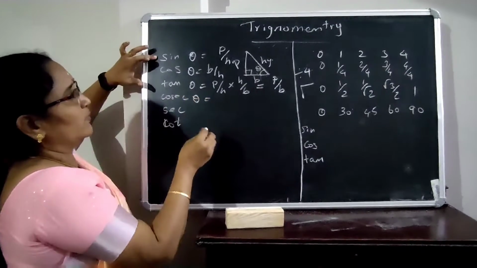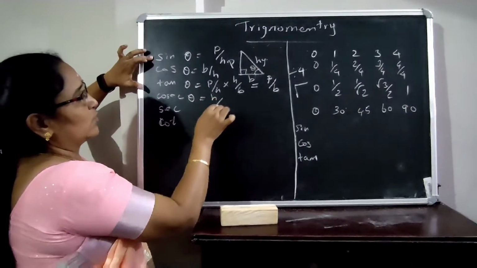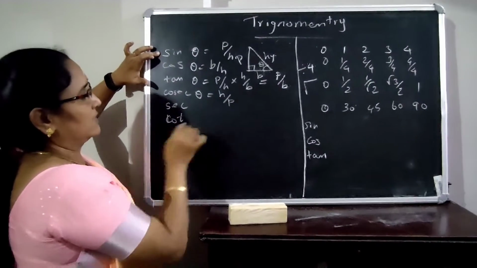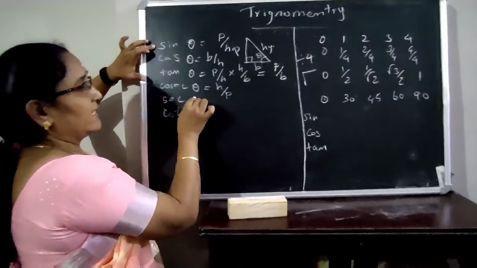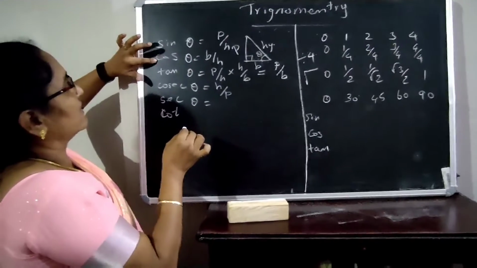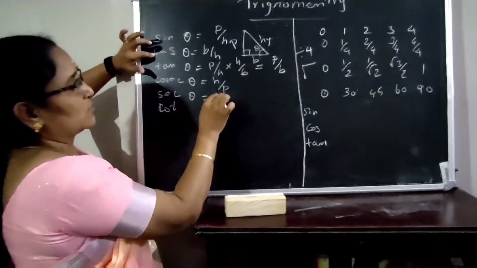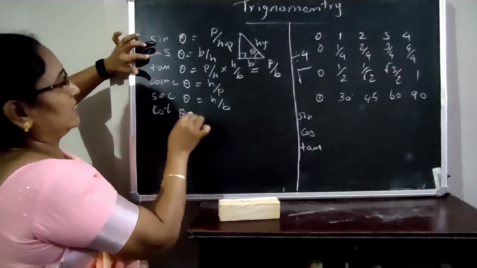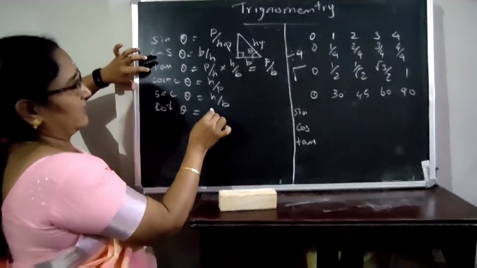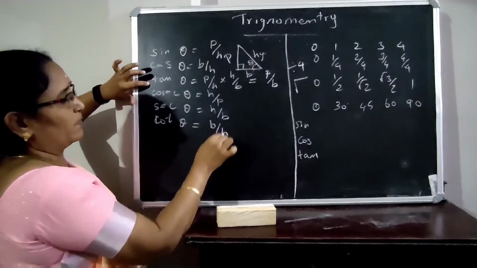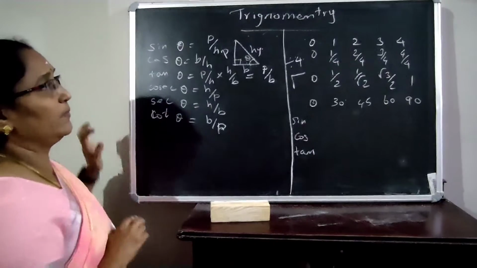Cosecant theta is the reciprocal of sin theta, so hypotenuse by perpendicular. Secant theta is the reciprocal of cos theta, so hypotenuse by base. Cot theta is the reciprocal of tan theta, so base by perpendicular.